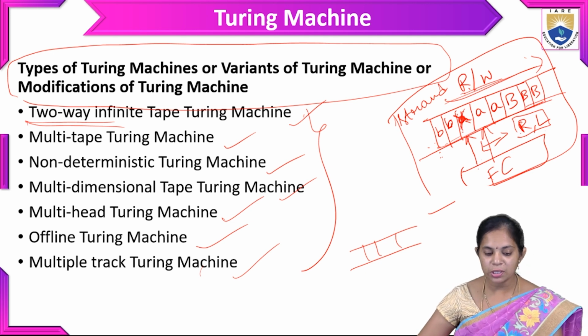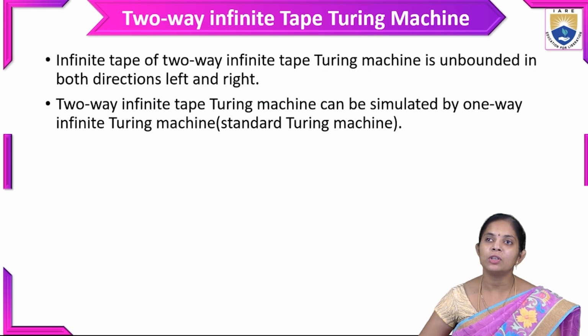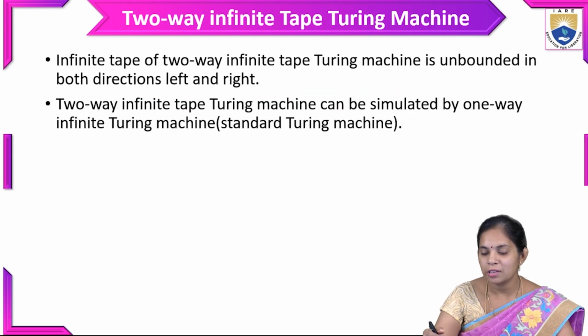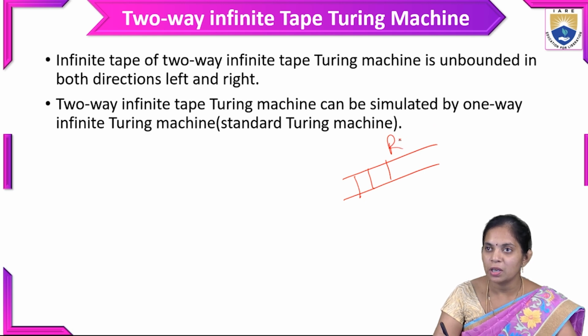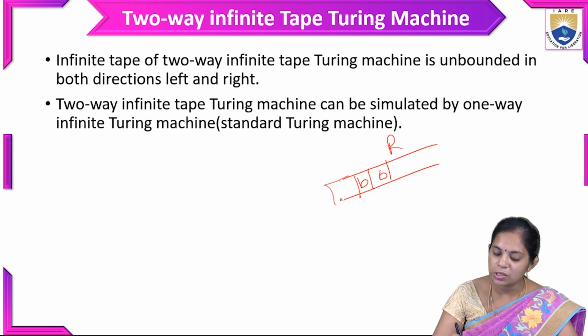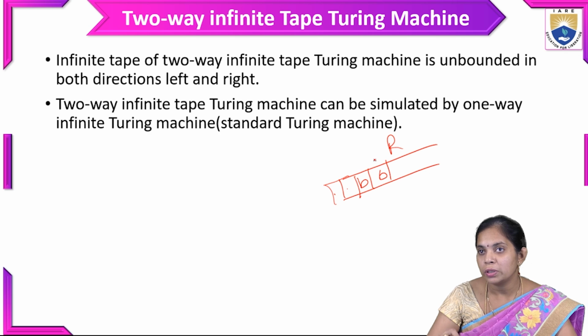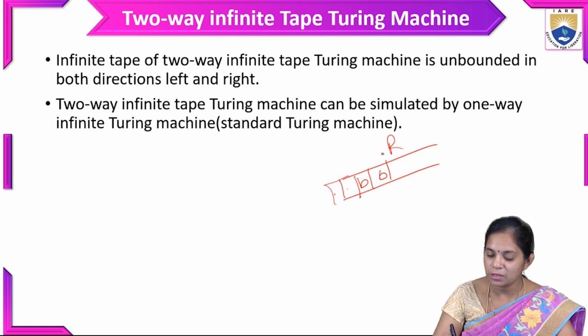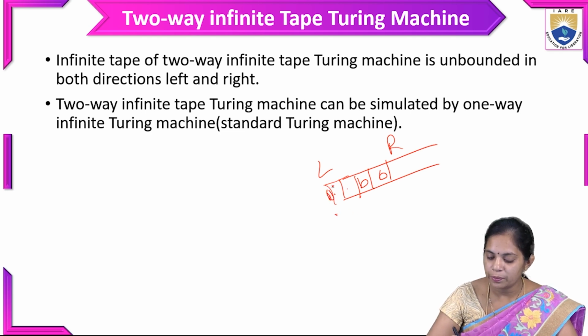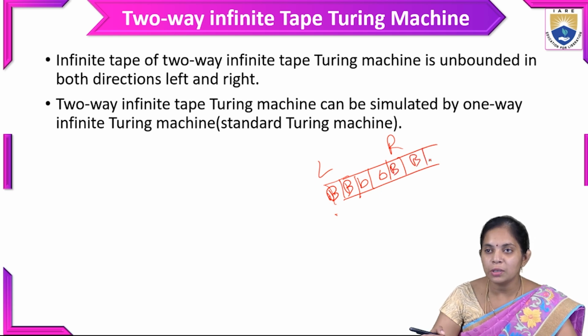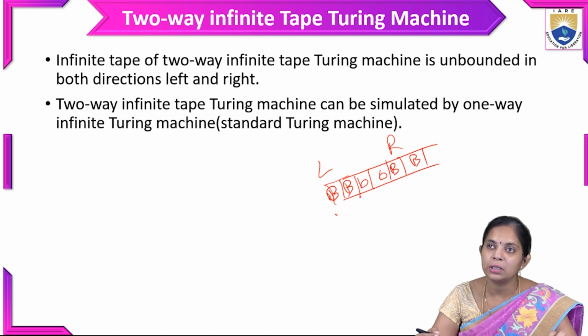The first one is the two-way infinite tape Turing machine. In the standardized Turing machine, we just move in one direction, only the right direction, where we are replacing the values, and we are not considering the left-hand side. This two-way infinite tape Turing machine also considers the left-hand side, with a blank symbol here and a blank symbol here. So this is a two-way infinite tape Turing machine.